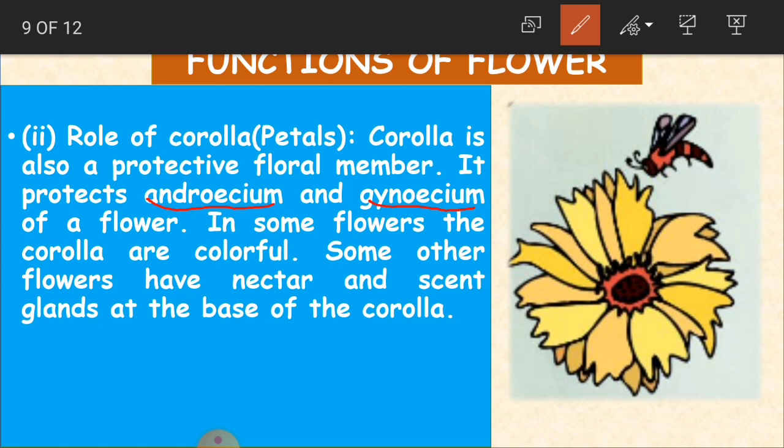And in some flowers the corolla are colorful. So in some flowers we can say that the petals are colorful, in so many different colors and sizes and shapes the petals are available. And some other flowers have nectar and scent glands at the base of the corolla. So you will have nectar and scent glands, that is a very good perfume smell, at the base of the corolla.